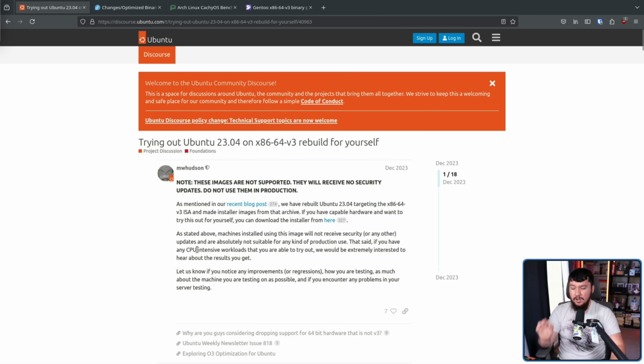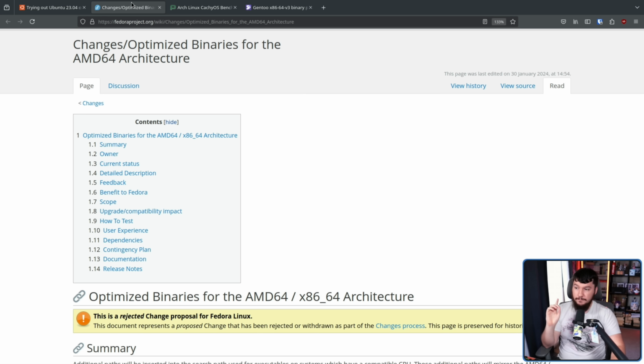x86 microarchitecture levels. You may have seen my videos on them in the past, or just distros generally talking about changing the baseline. As an example, an experiment on Ubuntu 23.04, raising the baseline to x86-64-v3. Fedora had an idea as well. This was a bit of a different approach though, where they weren't going to raise the baseline, but offer you binaries for your specific version.